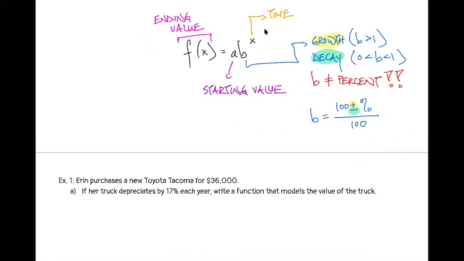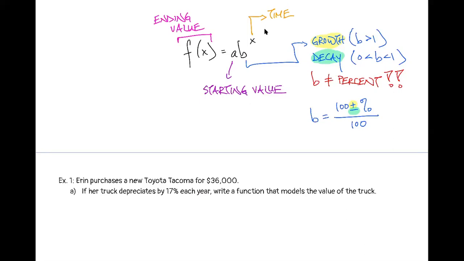So example 1, true story. My friend Erin, actually, she wanted to buy a new truck. She likes the Toyota Tacoma because it's a little smaller than some of the other pickup trucks. But she was thinking about purchasing this Toyota Tacoma, and the sticker price was about $36,000. Okay.